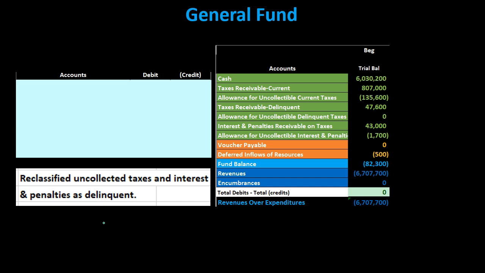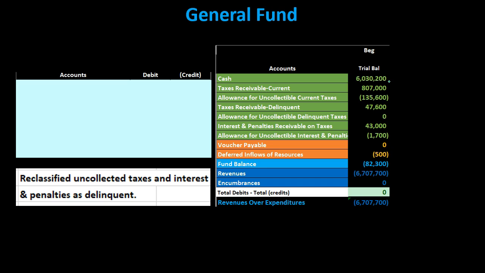Back to the general fund, we're going to reclassify uncollectible taxes and interest and penalties. So in essence, we're going to take the information at the end of the period. We're imagining end of the period now. We need to take the current amounts, the current receivables and the uncollectibles, and take them to the delinquent because now they're past due. So we have this 807 that has not been collected. We're going to move it from current to the delinquent.